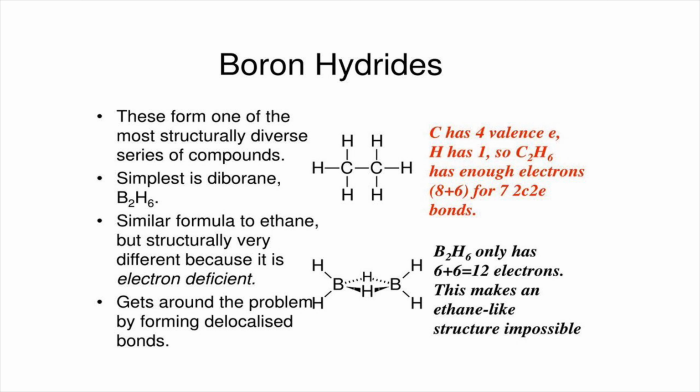In the case of ethane, carbon has 4 valence electrons and there are 4 electrons from hydrogen. So, the ethane molecule has enough electrons for 7 2-center 2-electron bonds. But in the case of diborane, it has only 12 electrons, 6 from boron and 6 from hydrogen. This makes an ethane-like structure impossible. So, here there are 2 3-center 2-electron bonds.